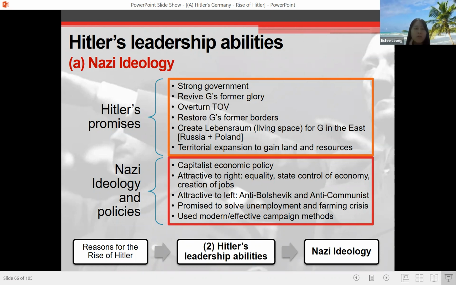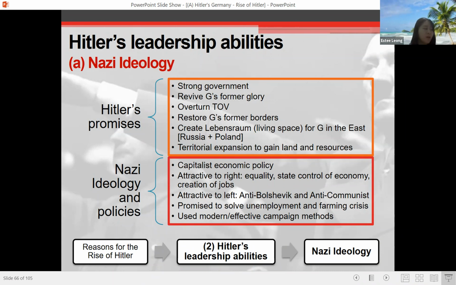And some of Nazi ideology and policies: capitalist economic policy. Capitalist meaning that he supports big businesses, which is very attractive to those who are right-leaning. State control of the economy, creation of jobs, and this is also attractive to the left because the Nazi Party is anti-communist. This is the one thing that you need to remember, that the Nazi Party was extremely anti-communist, right?